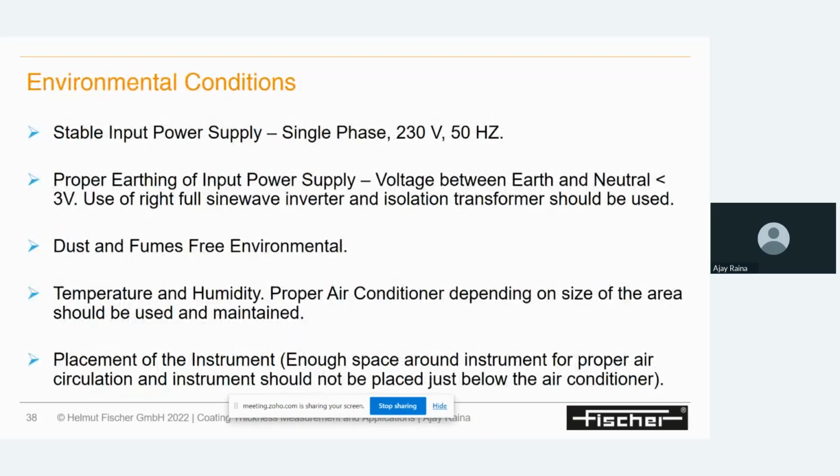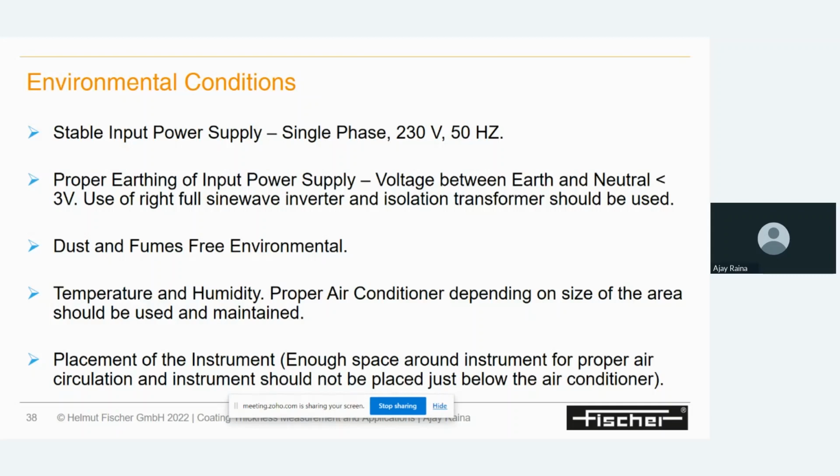Regarding the environmental conditions, I will say the power supply should always be stable. You should use 230 volts with 50 hertz frequency. Earthing should be proper. Before switching on the instrument or before installation, I recommend you have your electrician, your company technician, or you can call our service engineers also, and check earth and neutral voltage, and it should always be less than 3 volts.